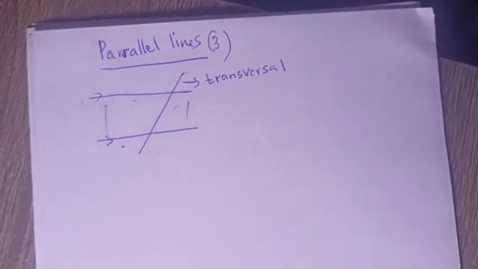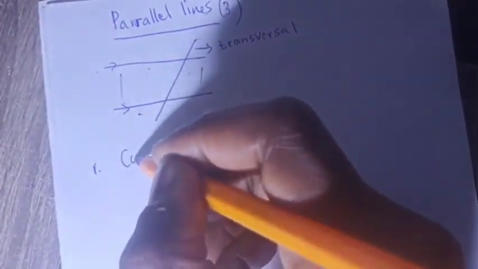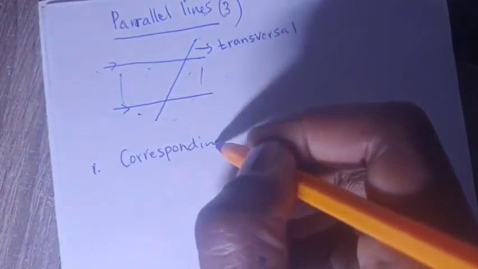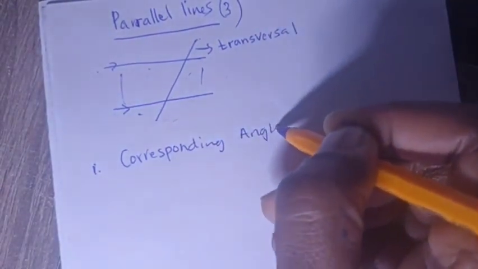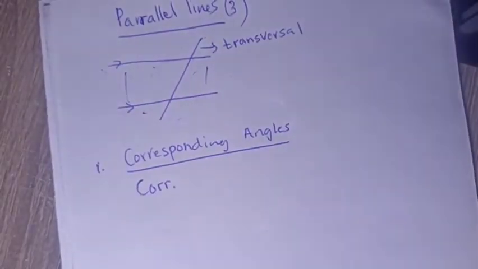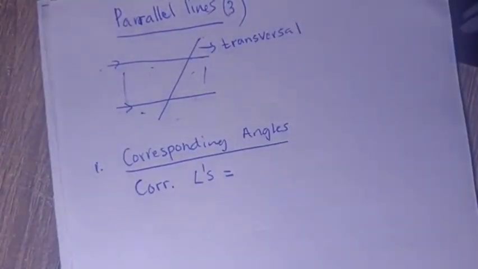So the first one is corresponding angles. What do we know about corresponding angles? I'm just going to write it like this: if you see CORR, meaning corresponding angles are equal.